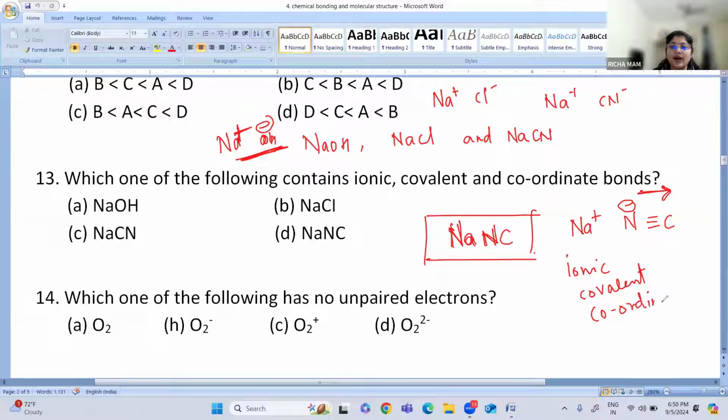So they have asked, which one of the following contains all the three types of bond? Ionic, covalent, and coordinate. So which is it? It is sodium isocyanate. The other three contain only ionic and covalent bond. But your sodium isocyanate contains all the three types of bonds: ionic bond, covalent, and coordinate bond. So option number D is the answer.